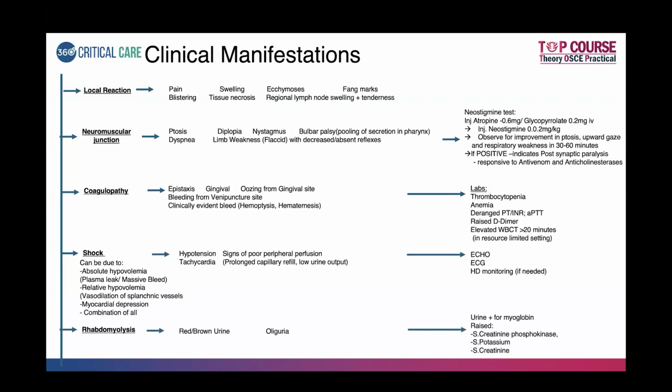Rhabdomyolysis can be identified by the presence of red and brown urine, and oliguria can be there. So you need to check the urine for myoglobin. Other tests that you can do are to assess for elevated serum creatine phosphokinase, serum potassium, and serum creatinine. Other manifestations that can be there are lethargy, seizures, nausea, vomiting, and abdominal pain. So these are the general clinical manifestations that you always need to look into in a case of snake envenomation.